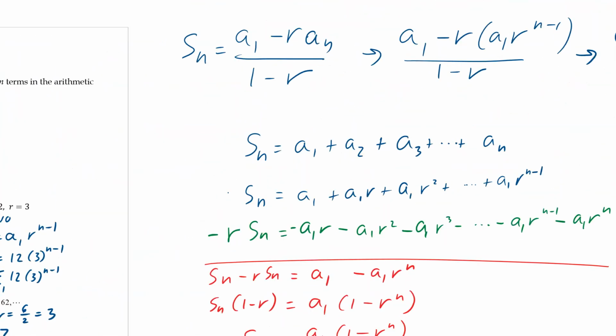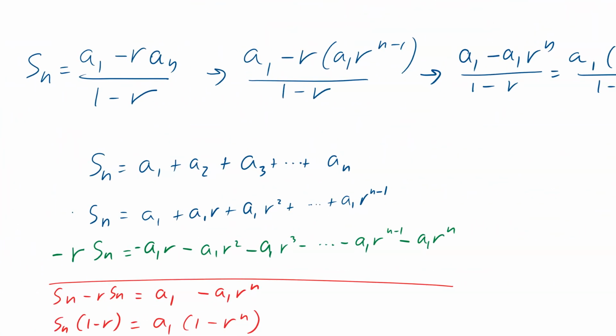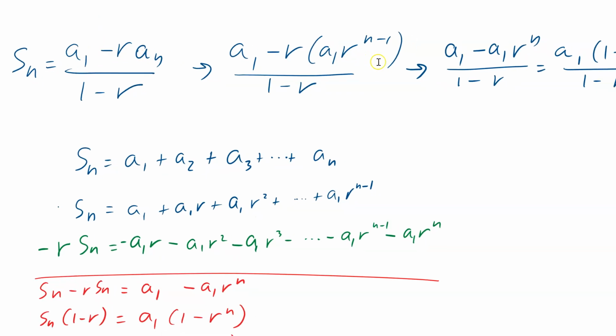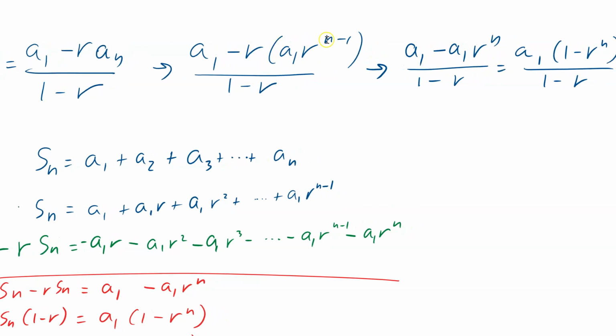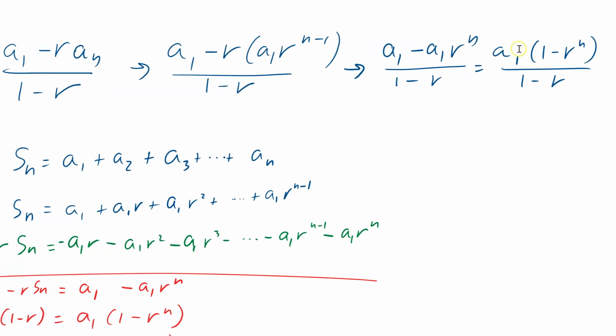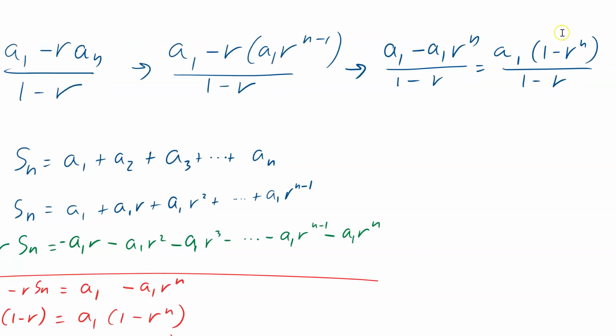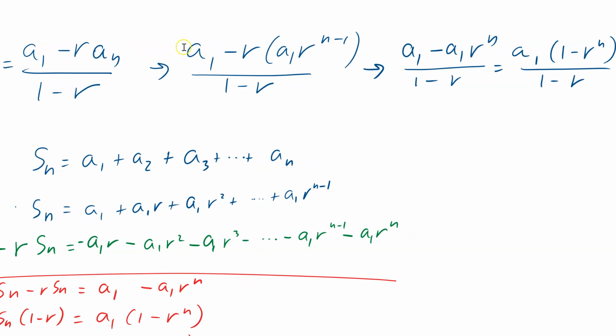Here we go. So the first one's very easy to see how they're changed. If I take this and I convert a sub n to its general term, we end up with this. See, the r and the r to the n minus 1 just become r to the n, because 1 minus 1 is 0. We can then factor out an a sub 1. And so that's why those 2 formulas are the same.